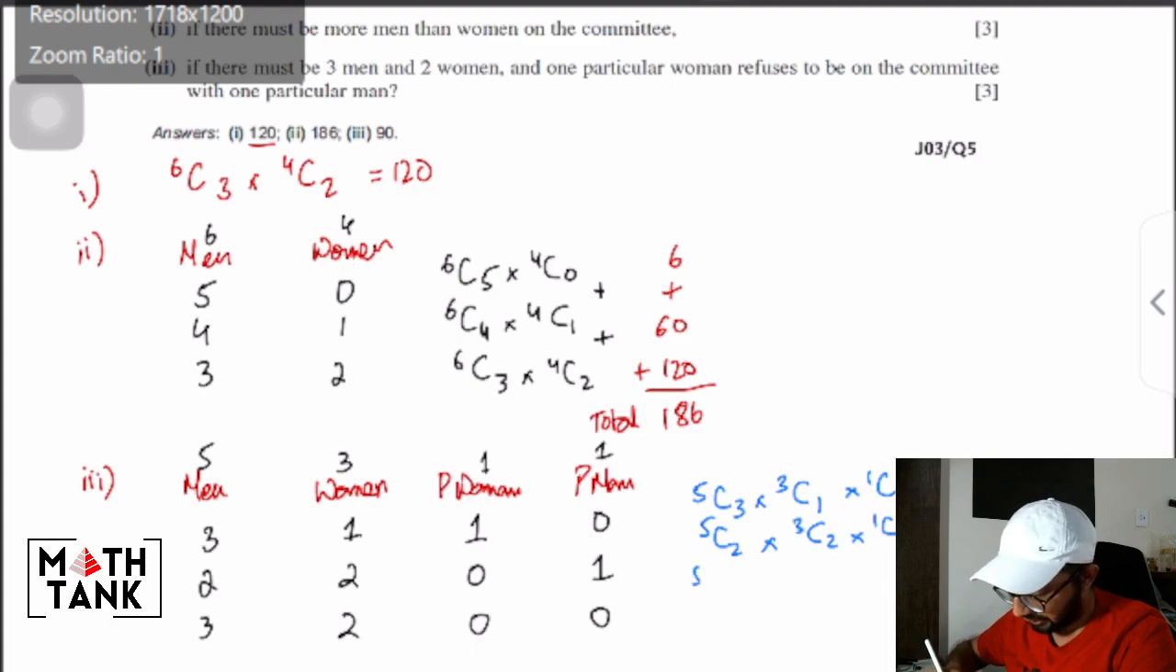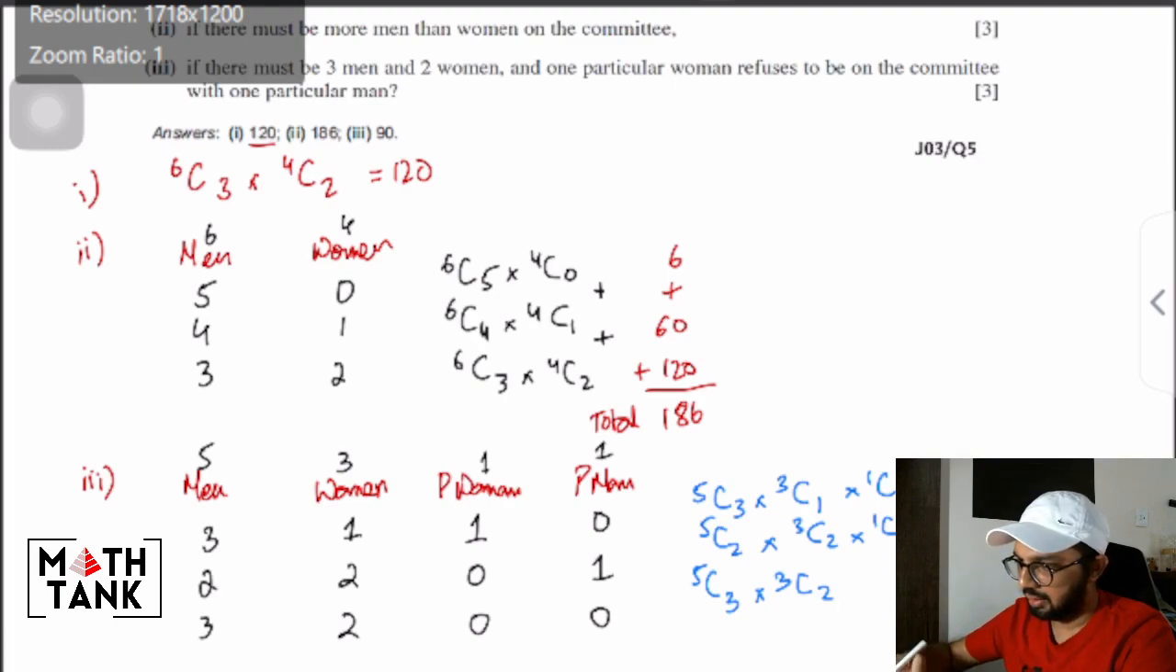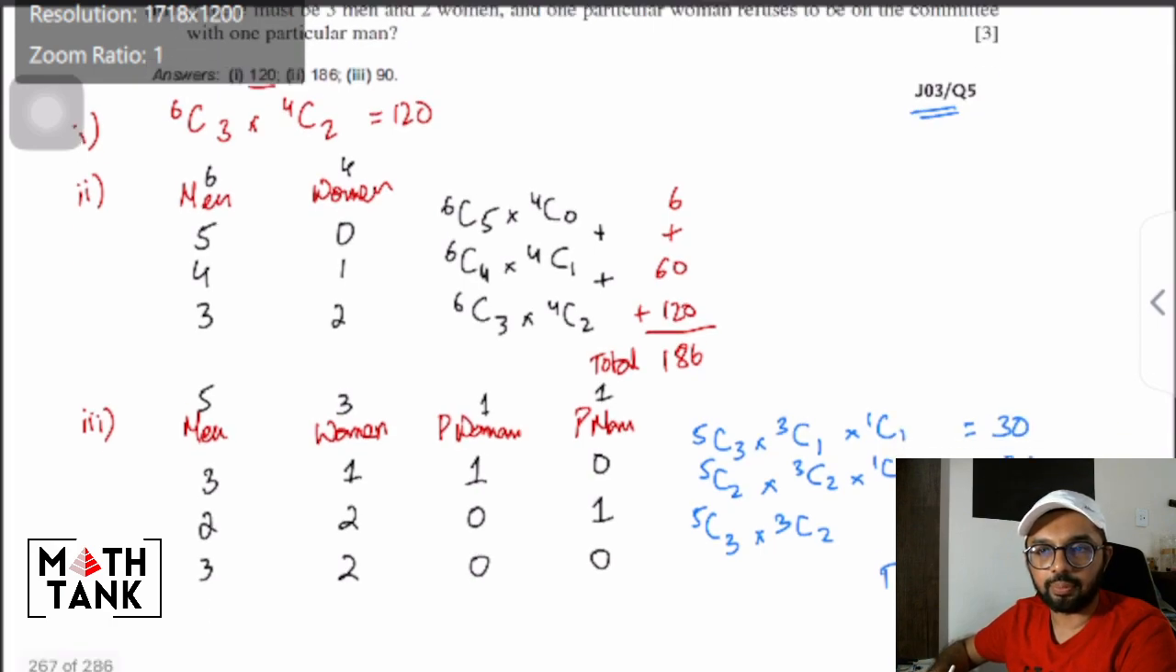With zeros, you could write the zeros, it doesn't matter. 3C2 and 1C0. In fact, let's just ignore 1C0. So 5C3 is 10, so that gives me a total of 30. 3C2 is 3, 5C2 is 10, so that also gives me another 30, and that gives me another 30 as well. So I get a total of 90. A relatively easy question from June 2003, and that's question number 5 for you.